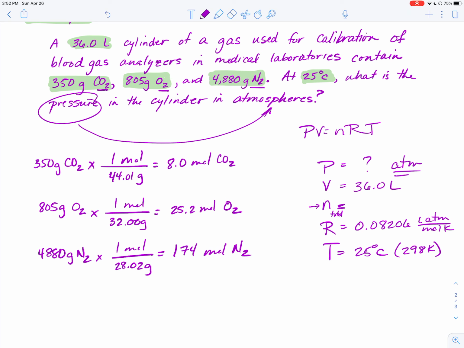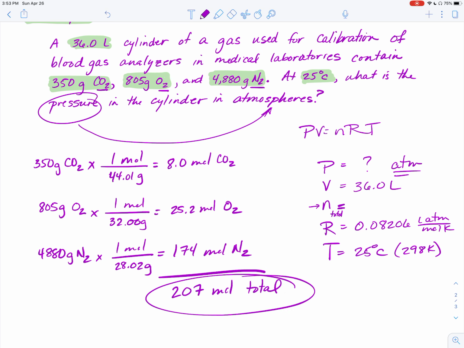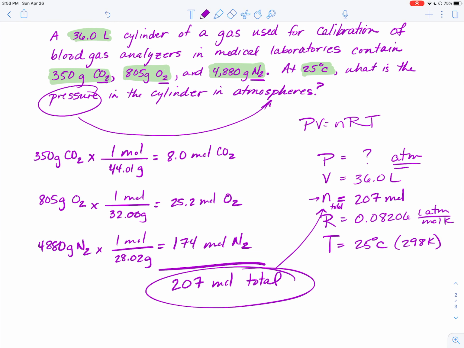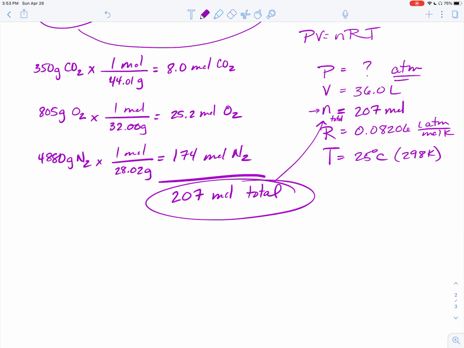And so we know each individual mole value. Let's sum that together to get N total. And so I sum that together and round it to the appropriate sig figs, and it ends up being 207 moles total of all of our gases. So that means that that's that value here. So this is 207 moles total.